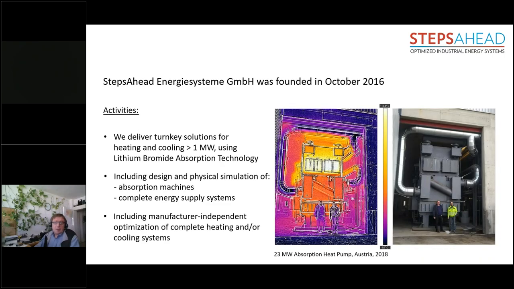Who is Steps Ahead? I founded this company together with a partner 3.5 years ago. We focus on absorption machines. And looking at our income situation in the company, we earn approximately 90% of our income from selling machines and 10% from planning, from consultancy. But when you look at our workload, we work exactly the other way around. Approximately 90% of our work is consultancy, is thermodynamic engineering, et cetera. The photo you see is one of the two absorption machines in Klagenfurt. They have approximately 100,000 kilograms or 100 tons of operating weight, and they work in biomass power plants. Next slide, please.